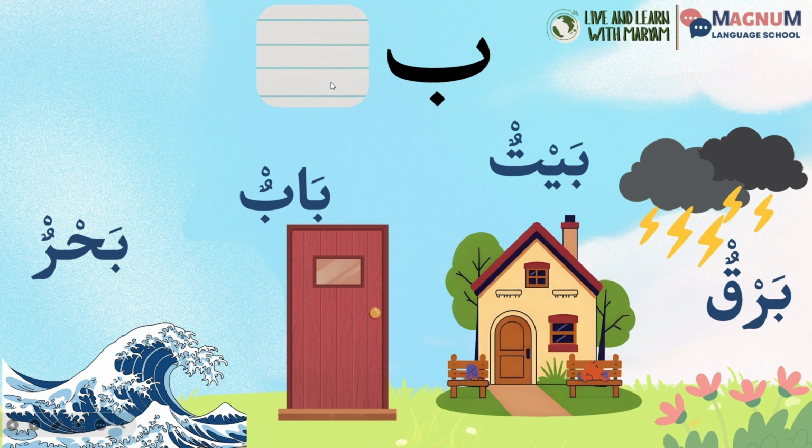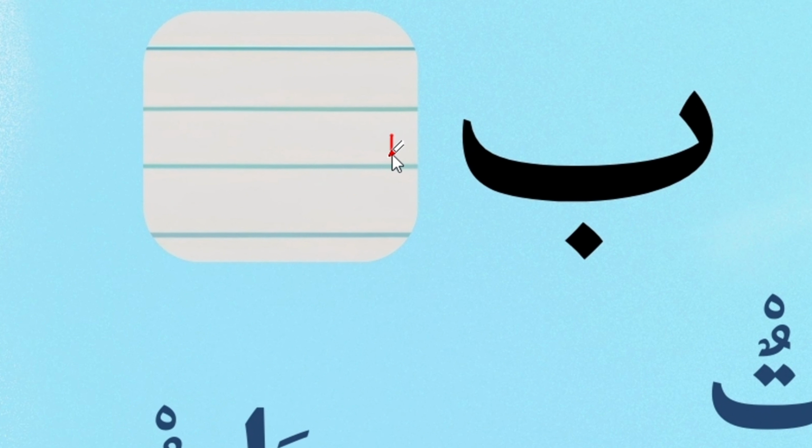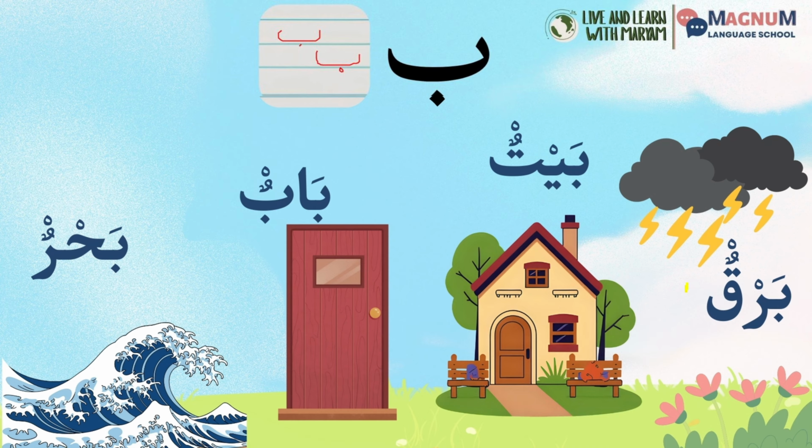Next, now we have Ba. Second letter is Ba. How to write Ba? With a dot. Ba is for Barqun. Barqun means lightning. Ba is for Baitun. Baitun means home. Ba for Babun. Babun means door. Ba for Bahrun. Bahrun means sea.